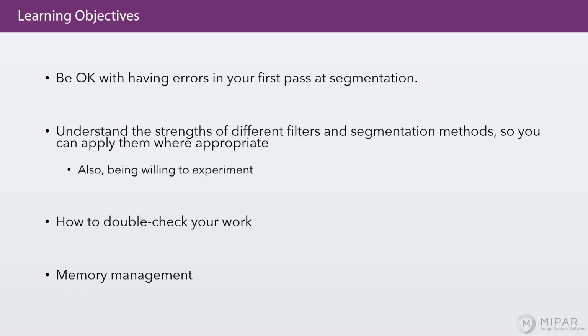And then, of course, as you're fixing errors, you need to know what types of filters, what types of segmentation methods should you use in order to be able to target those errors, in order to be able to achieve the result that you want. And most importantly, be willing to experiment. You're not always going to be able to know just off the top of your head exactly how a particular filter is going to interact with your image. I'll also talk about how to double check your work, see if there's anything wrong or any redundancies, inefficiencies in your recipe that can be cleaned up once you've got a final result. We'll also talk a little bit about memory management, how to make your recipe memory efficient.